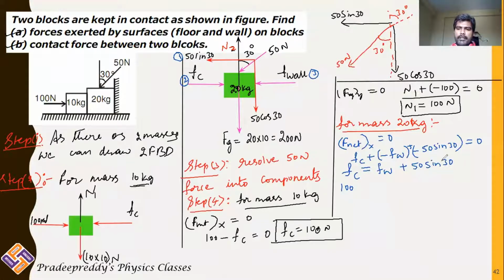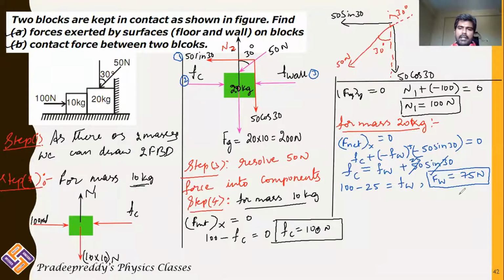And this 50 sin 30. Sin 30 is 1 by 2. 1 by 2 into 50 gives you 25. That 25 comes to the other side. 100 minus 25 is equal to wall force. So what you are getting for wall force? Wall force is equal to 100 minus 25, that is 75 Newton. Wall force we have got it as 75 Newton.